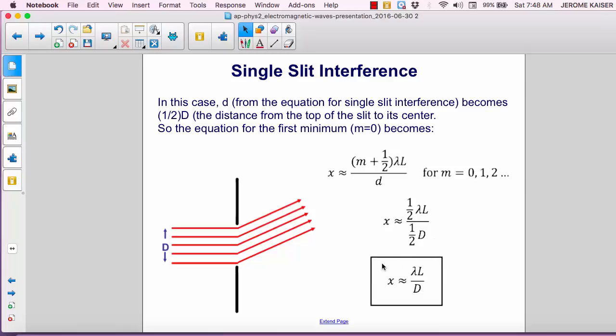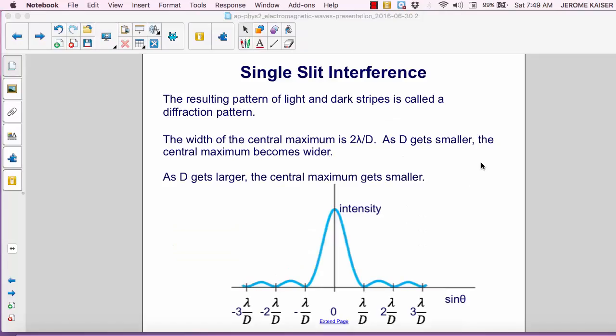So the distance from the center to the first minimum for a single slit experiment will be x is approximately lambda capital L over capital D: the wavelength times the distance from the slit to the screen divided by the diameter or the height of the slit. Let's have a look at the profile of intensities for the single slit.